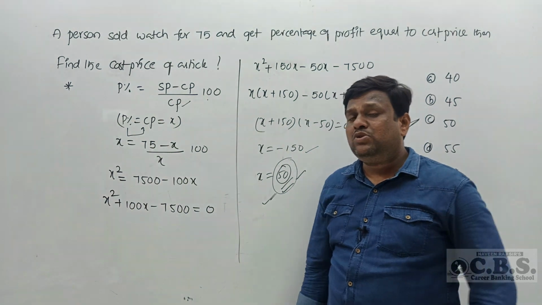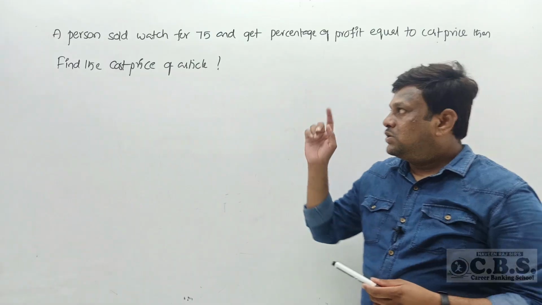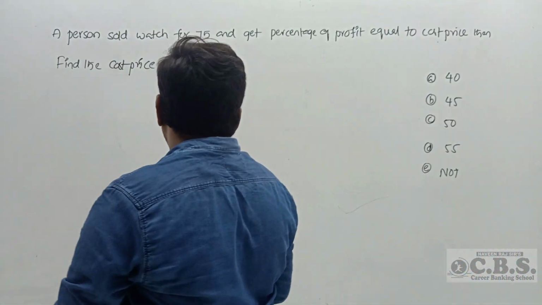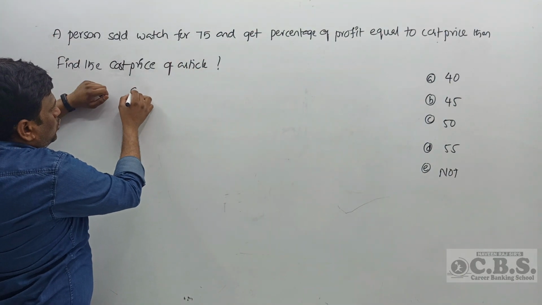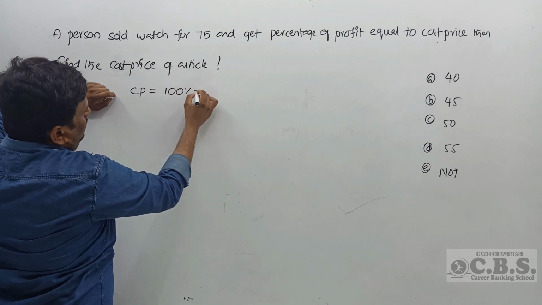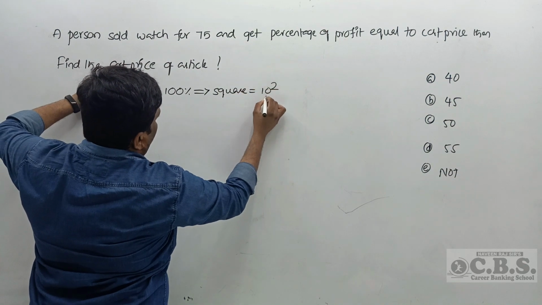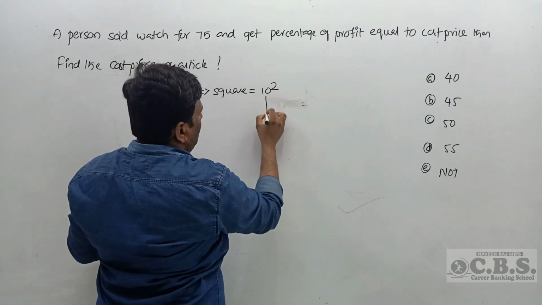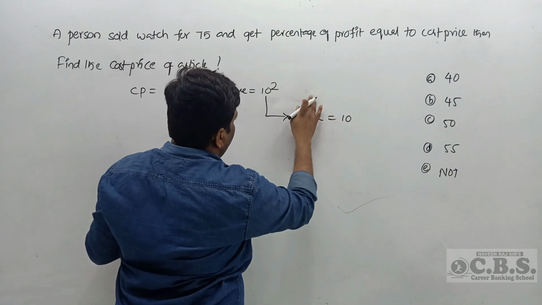Now we're going to answer the same question with the factorization technique. So what is the factorization technique? Let's look at it. A person sold a watch for 75 rupees. Here the profit percent is equal to cost price. The concept is, cost price is always 100 percent. A perfect square, 100, is nothing but 10 square. So here the base is how much? 10. The base is 10.